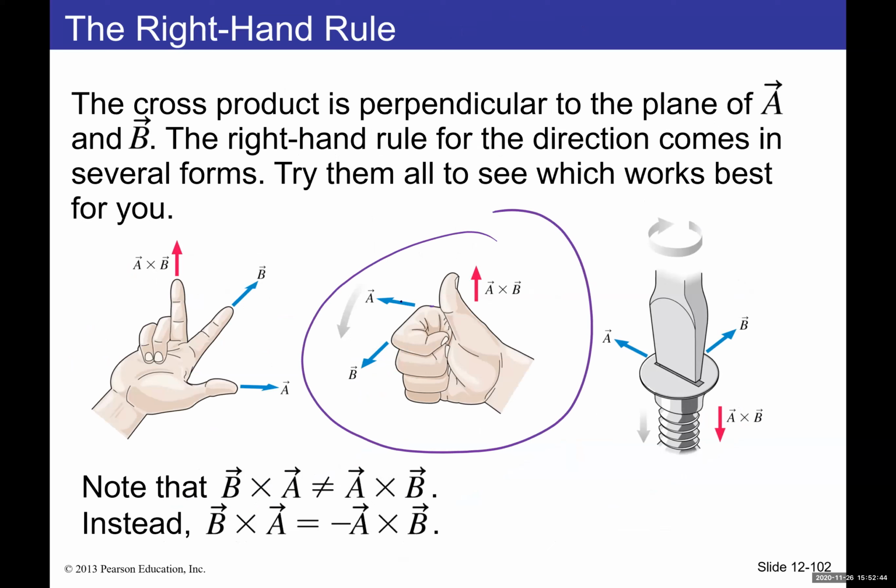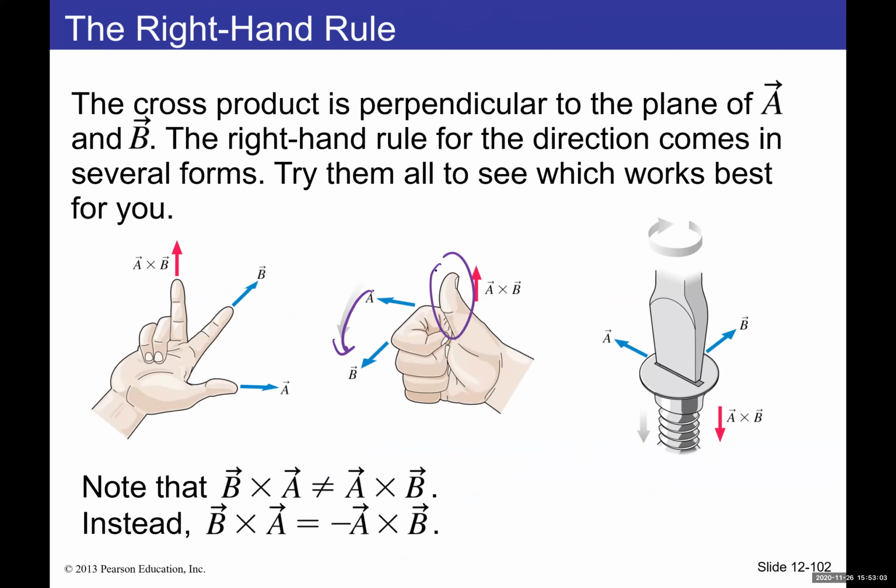Let's say, for example, your fingers are first in the direction of the first vector, A. Assuming that looks like a finger, something like this, right? Like that. And then you curl in the direction of the second vector, which is B, and your thumb gives you the cross product direction.